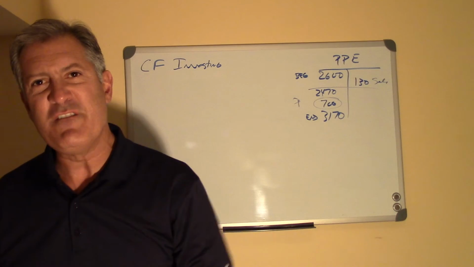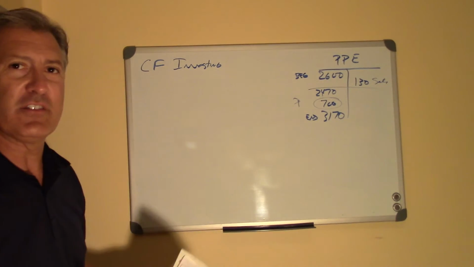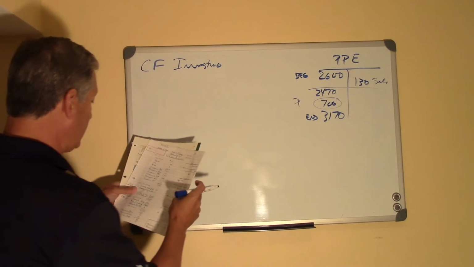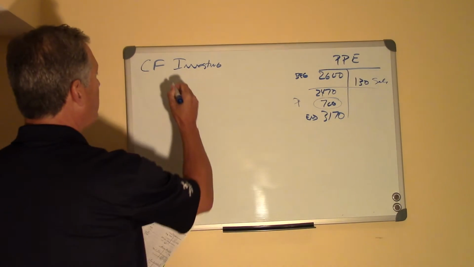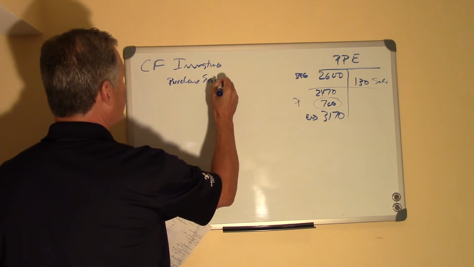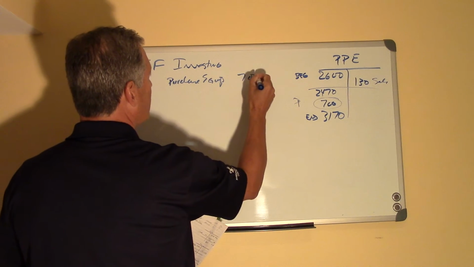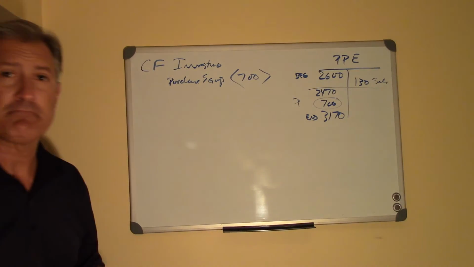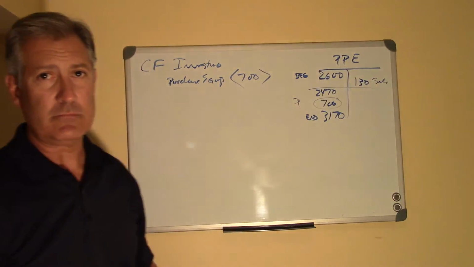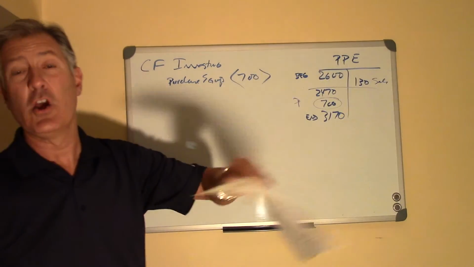So the company invested $700,000 in equipment. Let's call it what? Purchase of equipment, right? Purchase equipment. $700,000. Brackets, right? Because it was a cash outflow. Debit, property, plant, and equipment, credit cash.